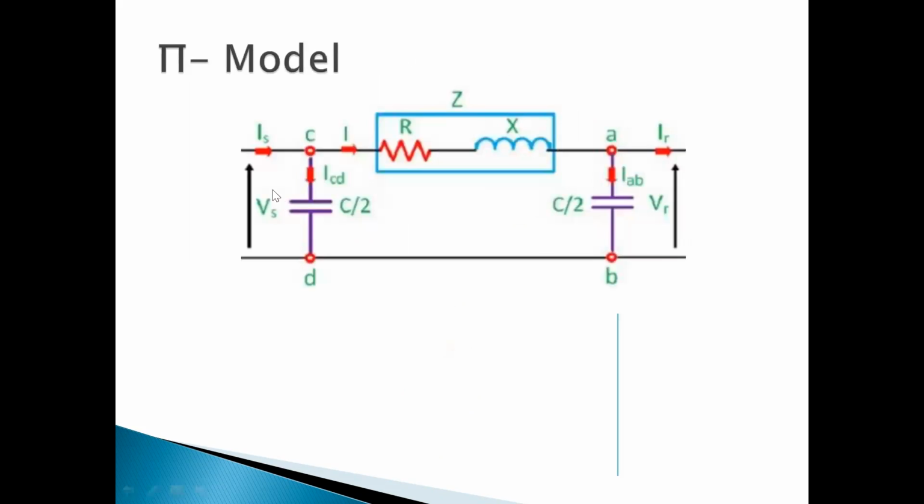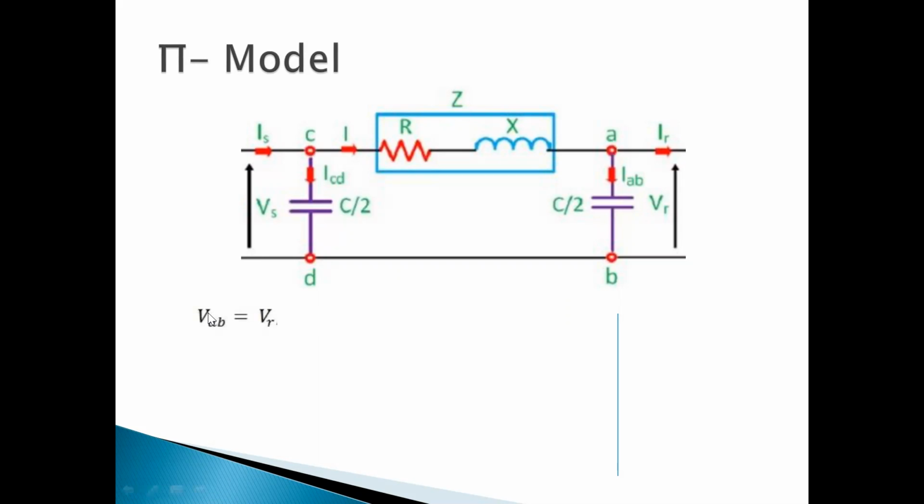We move towards the pi model. Why do we call it the pi model? Because it looks like this, pi. So what we did here, we didn't distribute the resistance and reactance, but we distributed the capacitance. We lumped it on the sending end as well as the receiving end. We lumped it on two sides, so we call it the pi model. So there are two models: the first one is T, the second one is pi.